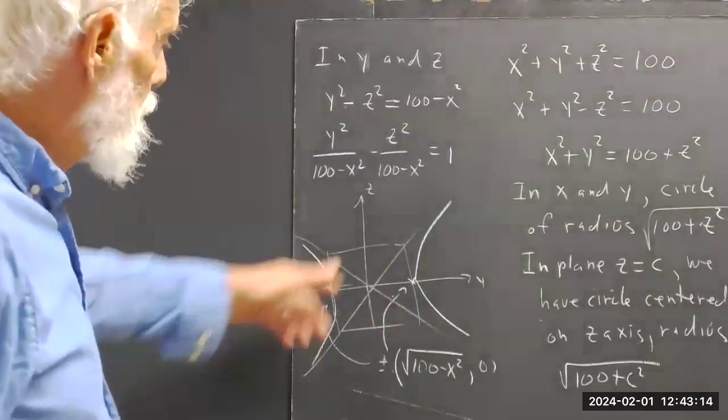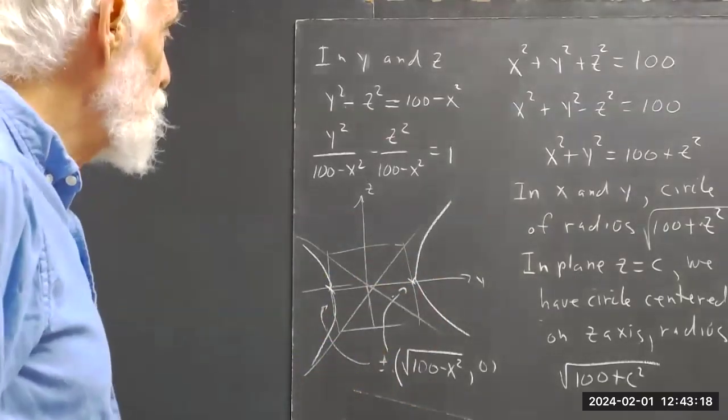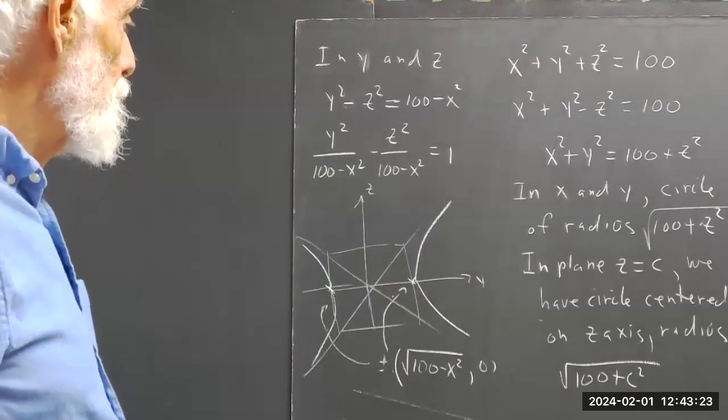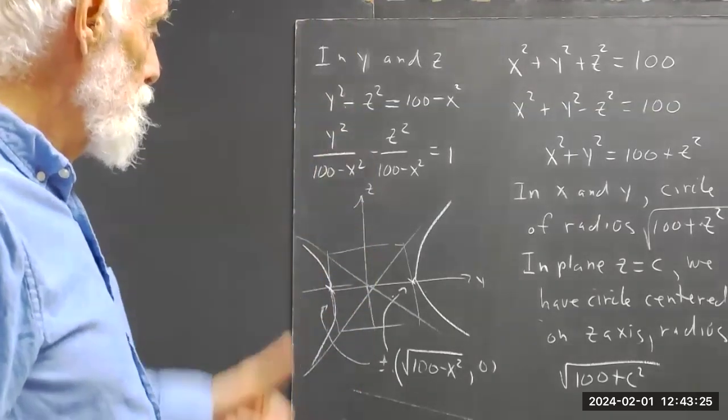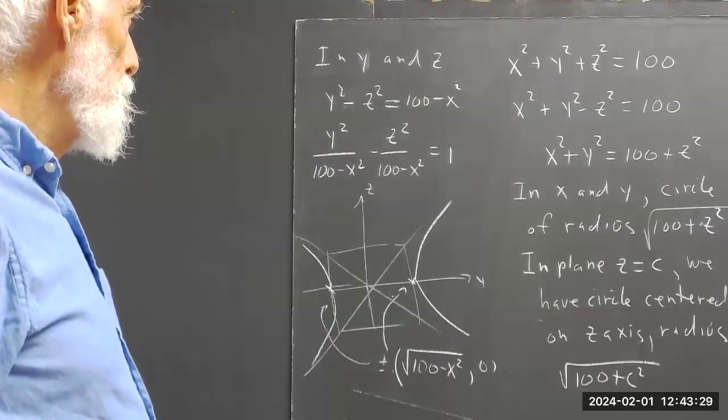So on the YZ plane, you've got a hyperbola that intersects here. In the XZ plane, that would be a plane here. You've got a circle. Something's wrong.